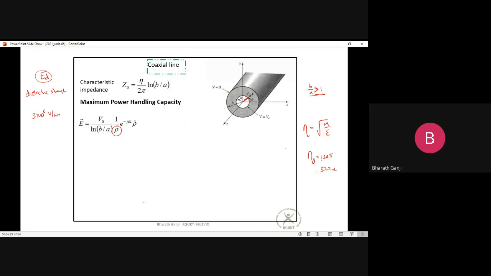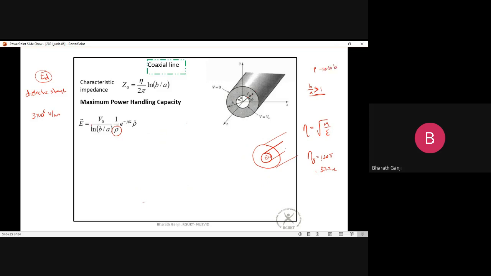So this radial distance. As you go far and far away, because it's inversely proportional, your electric field strength is going to decrease. So obviously, you have one conductor. Inside the conductor, the electric field is zero. And once you start from here, I can see that at the boundary here, the rho is going to change from a to b.